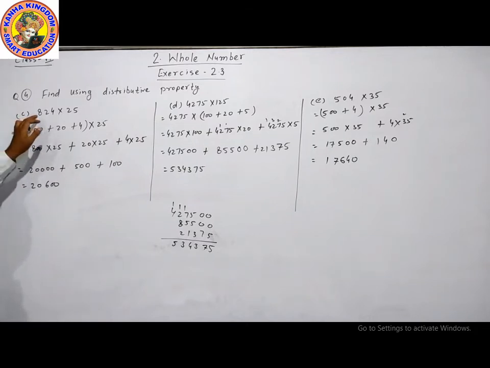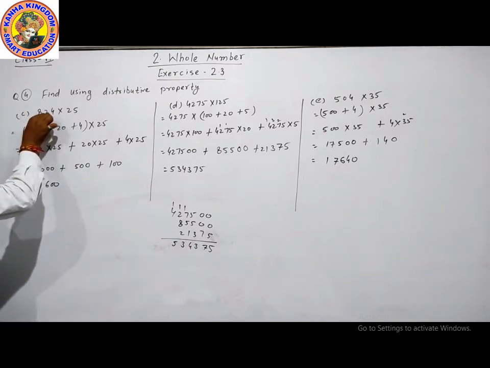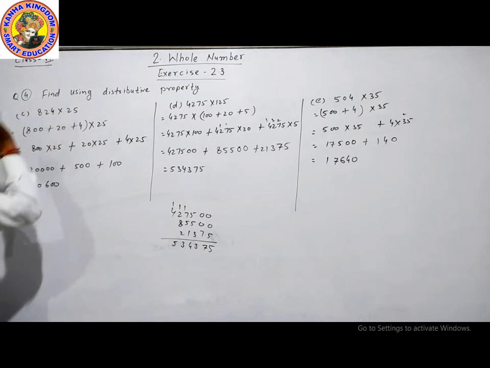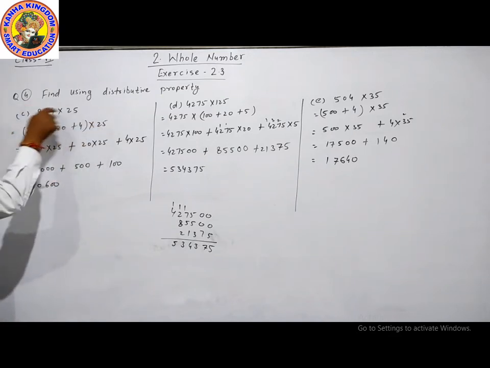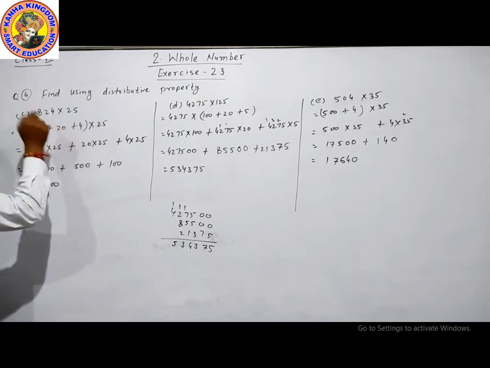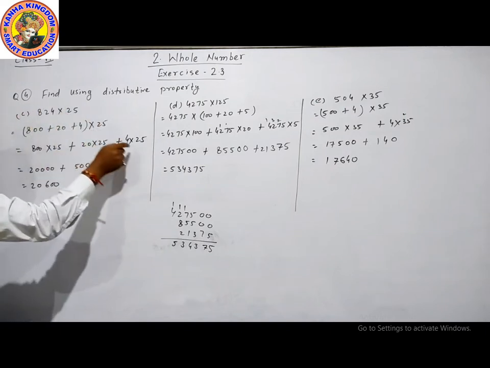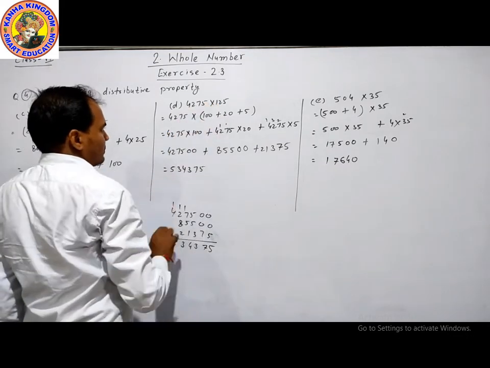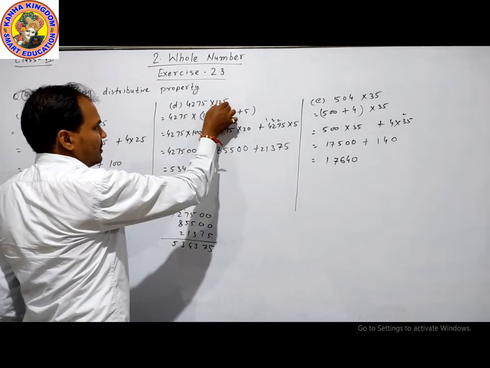First question is 824 into 25. In distributive property, we will break any numbers in terms of zeros for making answer easily. So we break this number 800 plus 20 plus 4, 824. Now 25 will multiply by 800, 25 will multiply by 20, 25 will multiply by 4. Get the solution. This is our large number, so we will break this number.